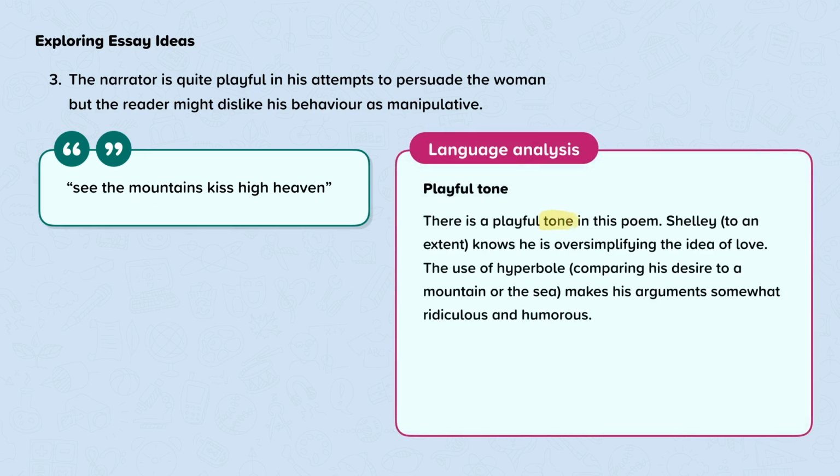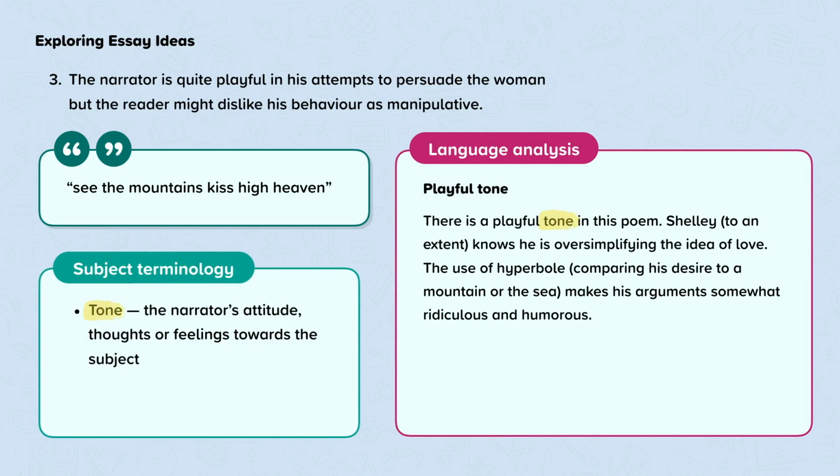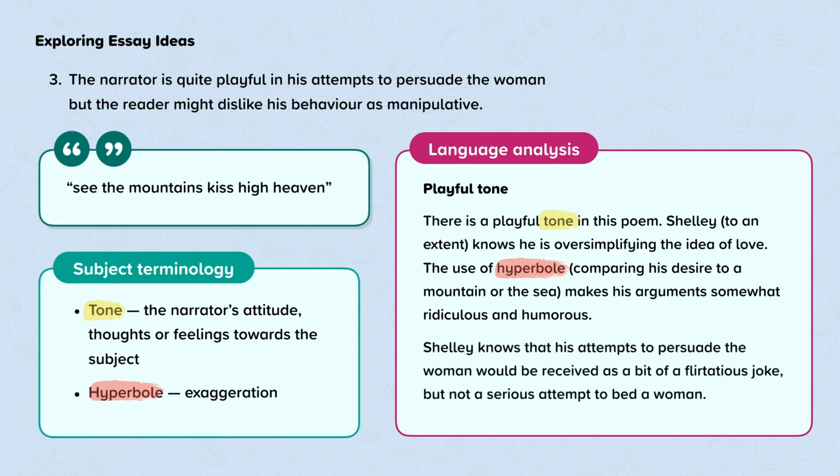There is a playful tone in this poem. Tone is the narrator's attitude, thoughts, or feelings towards the subject. Shelley, to an extent, knows that he is oversimplifying the idea of love, which is very complicated. The use of hyperbole, which just means exaggeration, because he compares his desire to a mountain or the sea, makes his argument somewhat ridiculous and humorous. Shelley knows that his attempts to persuade the woman would be received as a bit of a flirtatious joke, but not a serious attempt to bed a woman.